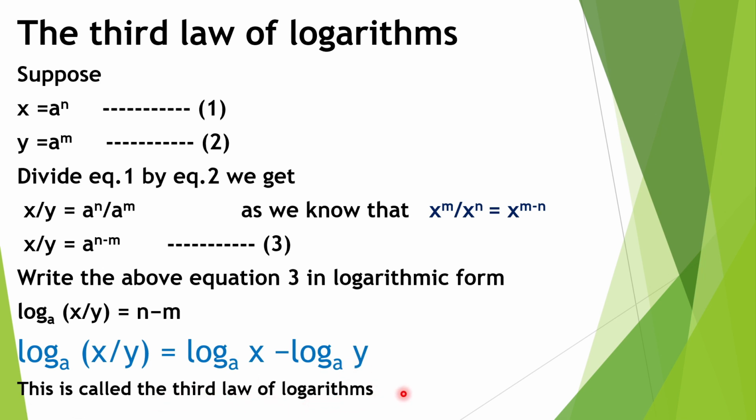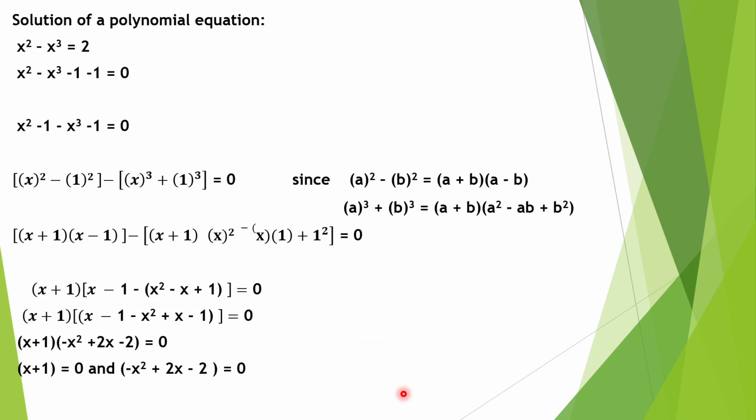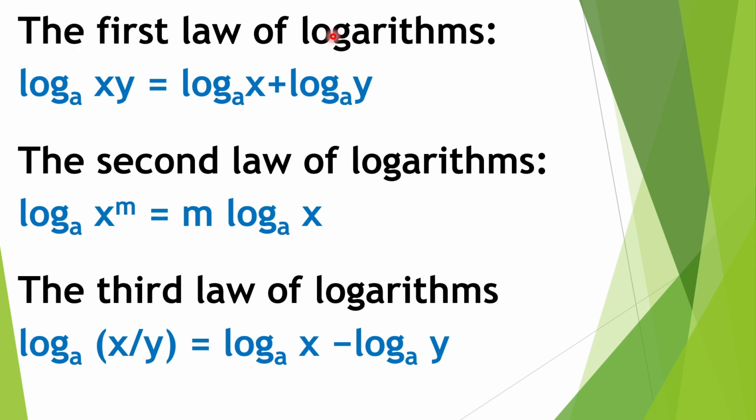So these were the three laws of logarithm. In summarized form, we can see over here the first law of logarithm. When x and y are in a product, it will shift to plus. And the second law of logarithm: if there is a power, we can write the power in logarithmic form before the log. And the third law: if the two values are in division, in logarithmic form we shift it to minus form. So these are the three laws of logarithms.